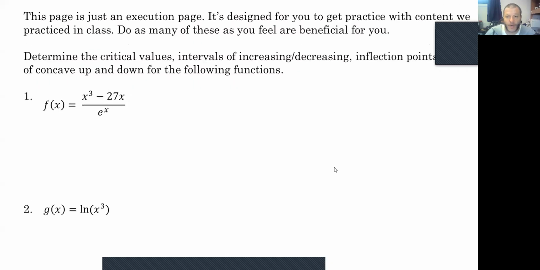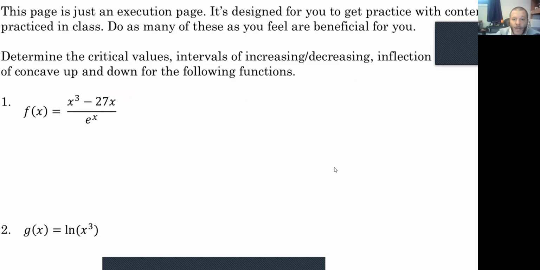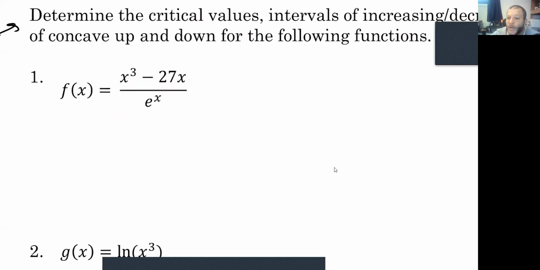All right, so this is homework assignment number 3, and our goal is to do all of the stuff that's right here. When we look at this function, it's always a good idea to think about the domain first. So the numerator, well, we can put in all real numbers, x cubed minus 27x. That's going to be defined for all real numbers. And our denominator, e to the x, well, that's also going to be defined for all real numbers.